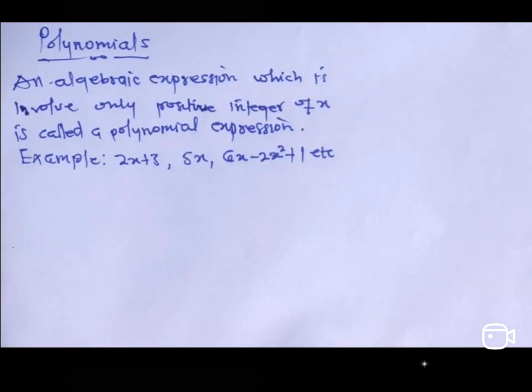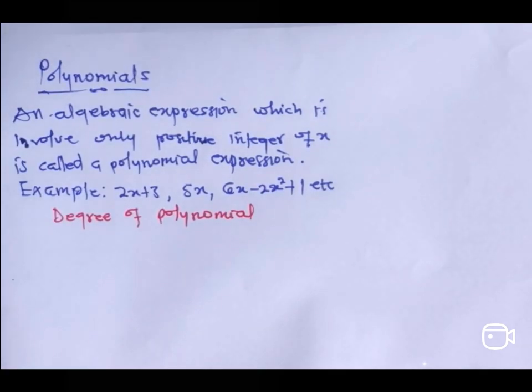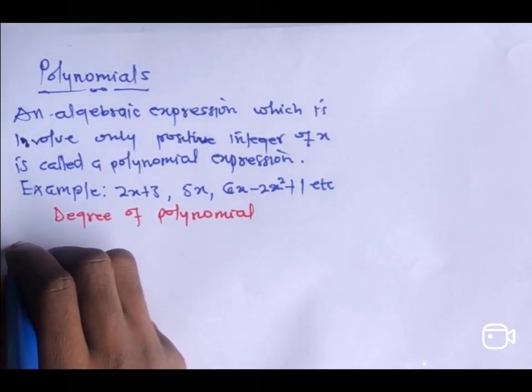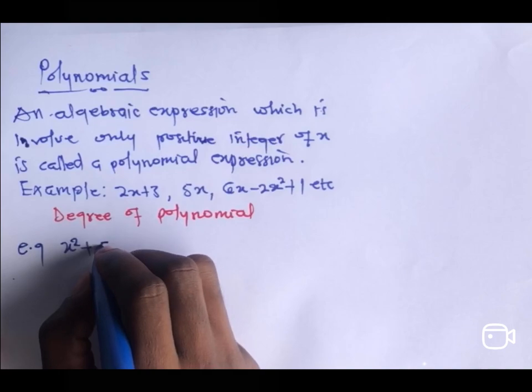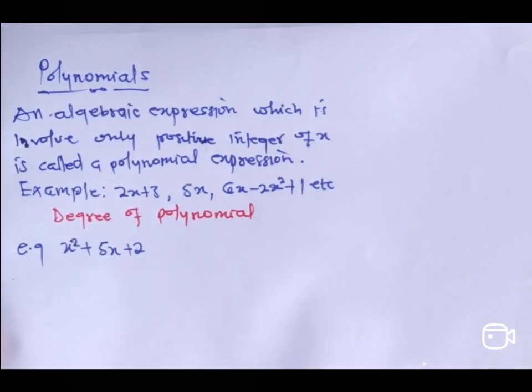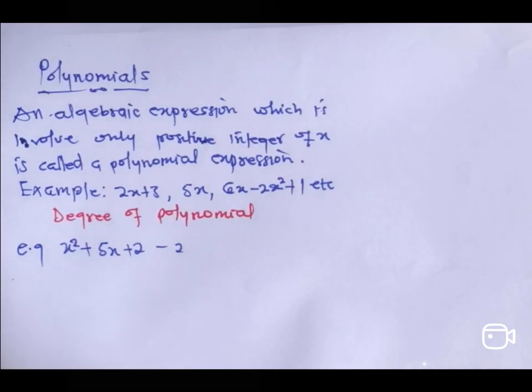Okay, now let's look at the degree of a polynomial. The degree of a polynomial is the highest power of the variable in the polynomial. So let's look at the example here. Let's say I have x squared plus 5x plus 2. What's the highest power of x here? It is 2. So the degree of this polynomial is 2.